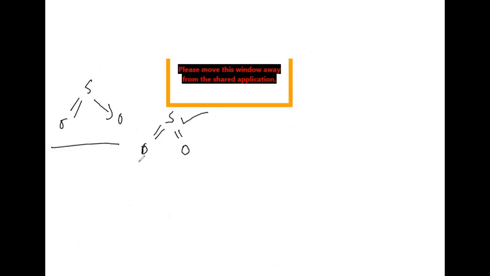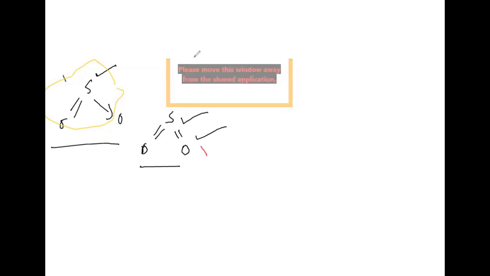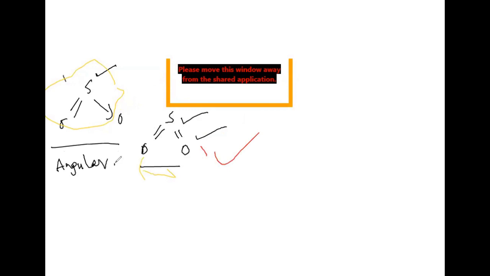Which one is correct? Tell me now. Both are correct. Both ways we can represent. Here the shape of the molecule is angular shaped.